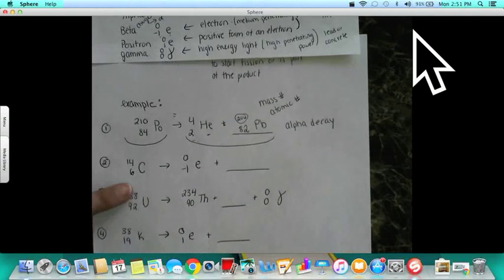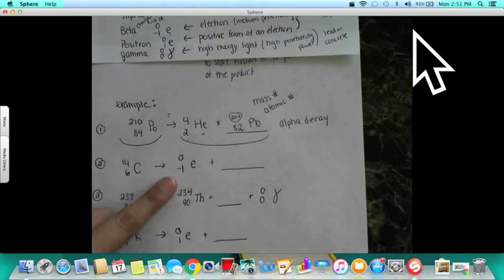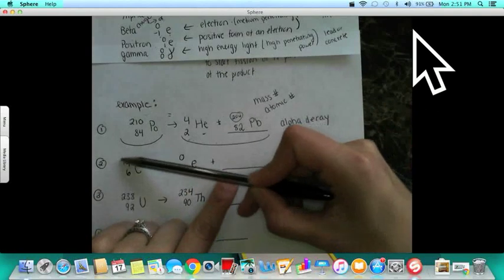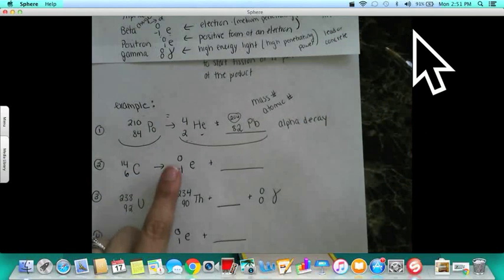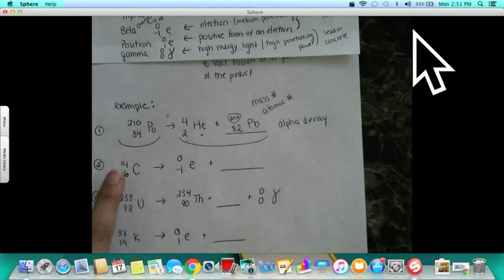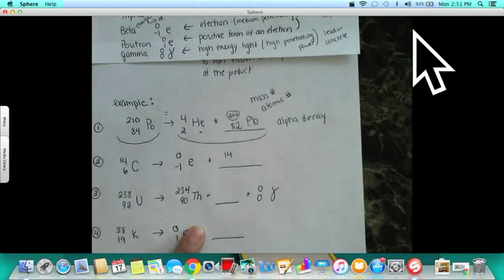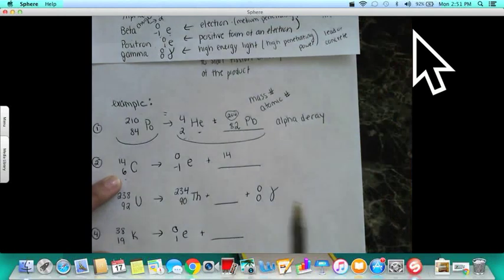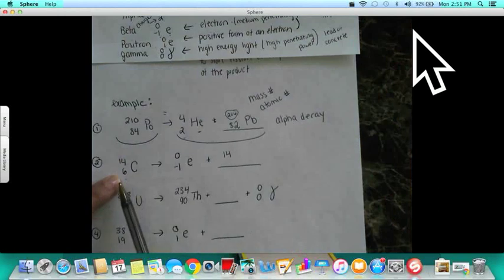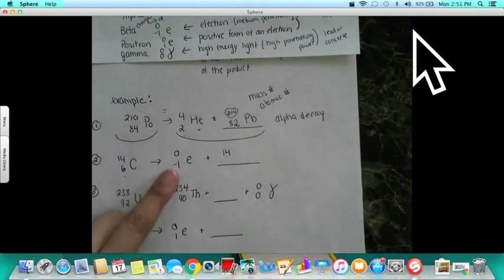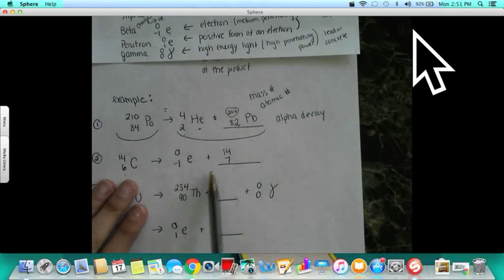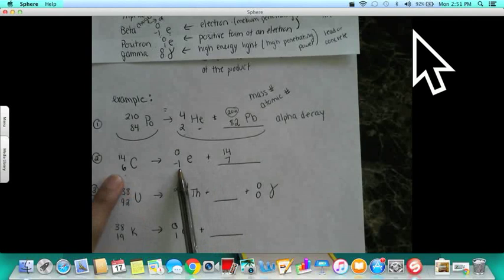All right, next up we have carbon 14,6, and it's forming 0, -1 e, and then we have to figure out the rest. So if we look at our mass numbers, on our reactant side we only have 14, and then our first product has a mass number of 0, so if we do 14 minus 0, we get 14 as the mass number on top. Then we have 6 as the charge, or the atomic number, on our reactant side, and so far we have -1 as our product. So 6 minus -1 will tell us that we need a 7 here. Again, just to make sure, our reactants have to equal our products. So 7 plus -1 does equal 6.